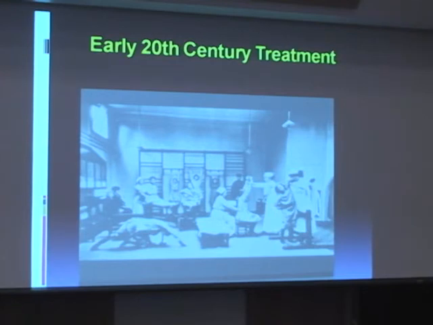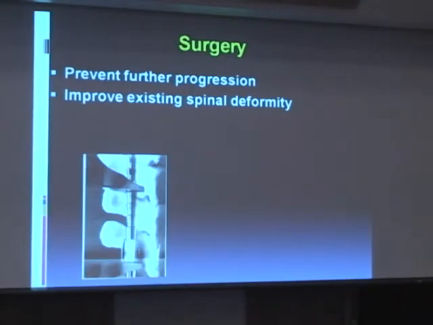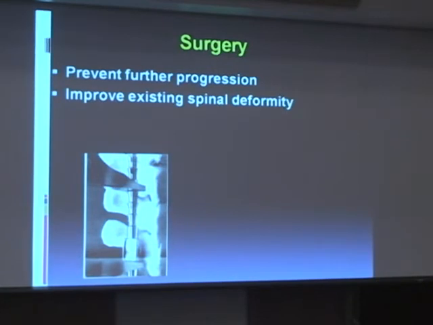Back in the early 20s, as you can see here, when treating scoliosis, basically a nurse taught the patient how to straighten their back. In the mid-20s, people thought about hanging weight on the body and trying to straighten it. And these days, surgery is the only method to treat scoliosis when it is severe.